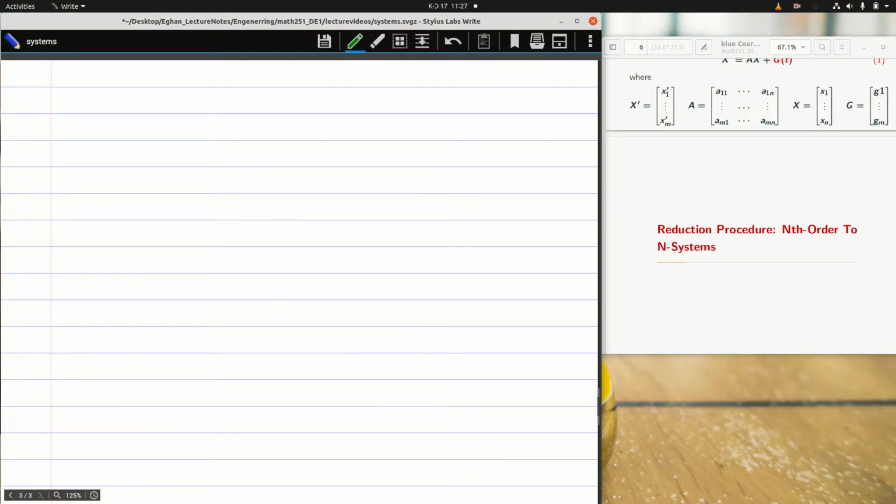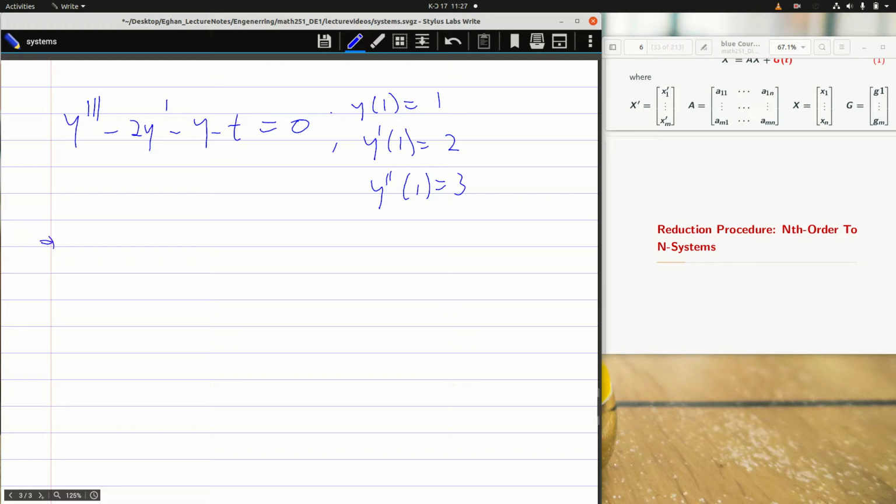Let me change the marker. If I have the third order, so y prime prime prime minus 2y prime minus y minus t equal to 0, with conditions giving us y at 1 is equal to 1, y prime at 1 is equal to 2, y prime prime at 1 equal to 3. These are initial conditions. Quickly, you know that this is a linear equation. It is a higher order. It is constant coefficient, and it is non-homogeneous.